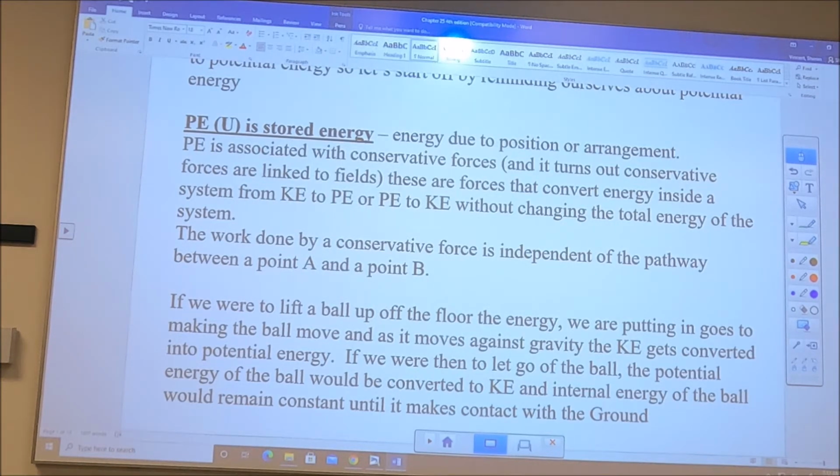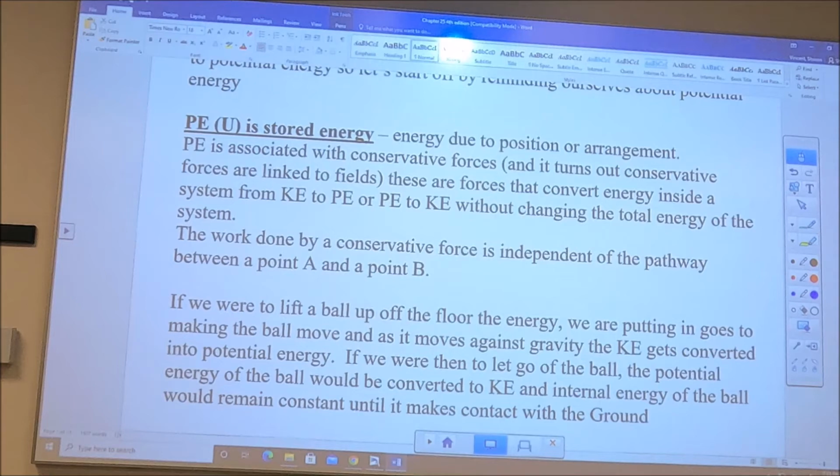So since electric charge can create an electric field, there is an associated conservative force with it, the electric force, and that force is associated with potential energy. Now, when there is a conservative force, kinetic energy is going to be converted to potential energy, or potential energy is going to be converted to kinetic energy without changing the total energy of the system. The work done by a conservative force is independent of the pathway between a point A and a point B.